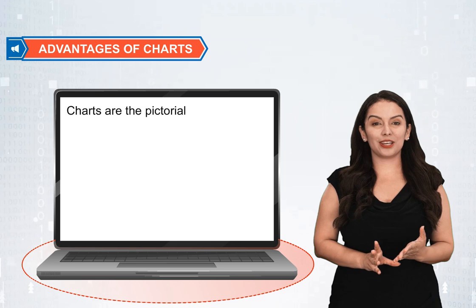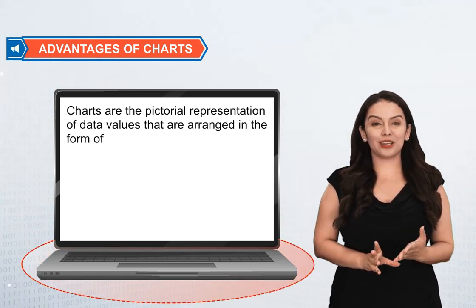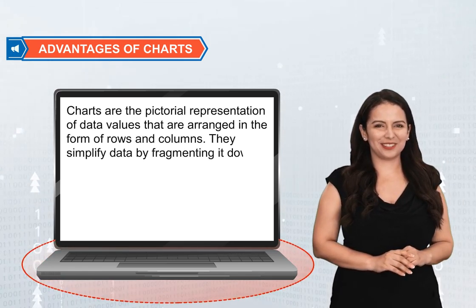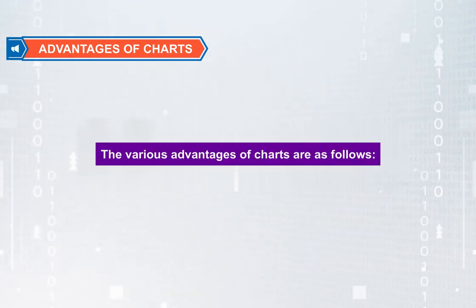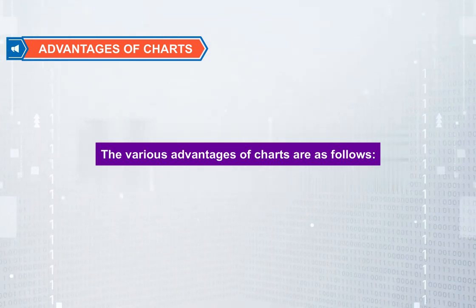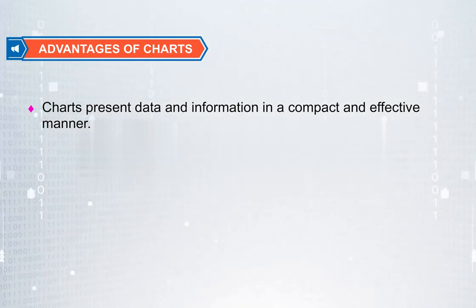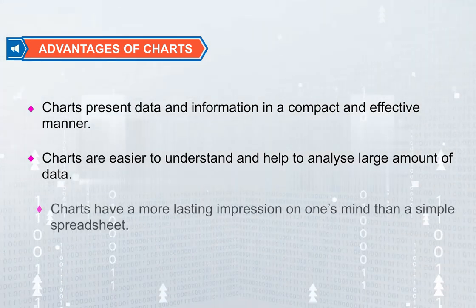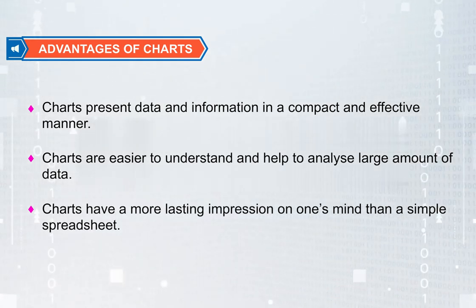Charts are the pictorial representation of data values that are arranged in the form of rows and columns. They simplify data by fragmenting it down into smaller chunks of visual information. The various advantages of charts are as follows. Charts present data and information in a compact and effective manner. Charts are easier to understand and help to analyze large amount of data. Charts have a more lasting impression on one's mind than a simple spreadsheet.